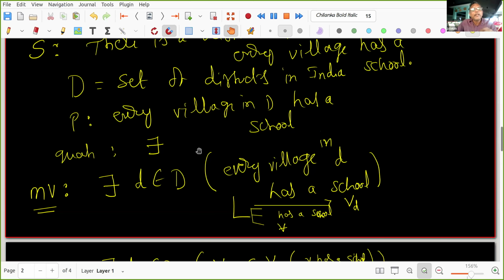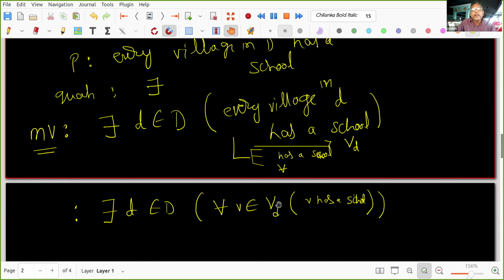For example, G3 is a set of students. If I take an element in G3, that is a student. Now capital D is the set of districts, so if I take an element in D, it is a district. A district contains villages, so VD is the set of villages in that district. I did not write it clearly. You are correct, it is better to write it once. Sometimes I may not write. You write that VD is the set of villages in a district D.